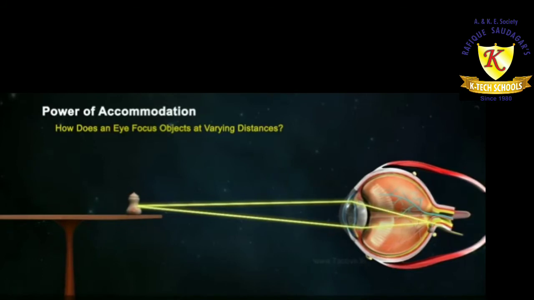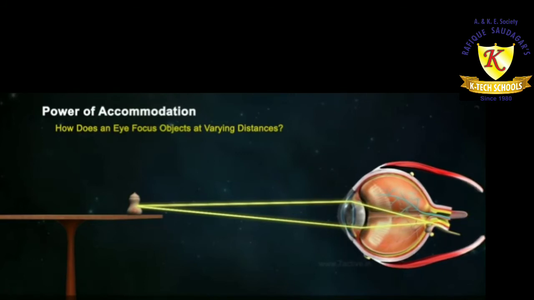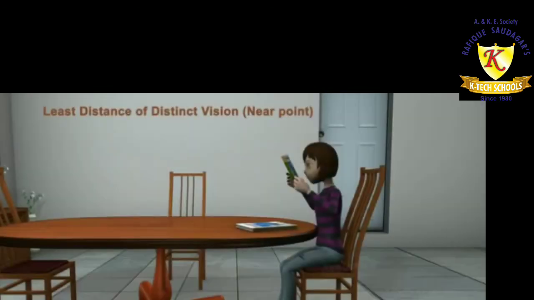In brief, it is the adjustment of the focal length of the eye lens which enables us to focus an object situated at different distances. Understood, children? Now, least distance of distinct vision, that is, near point.